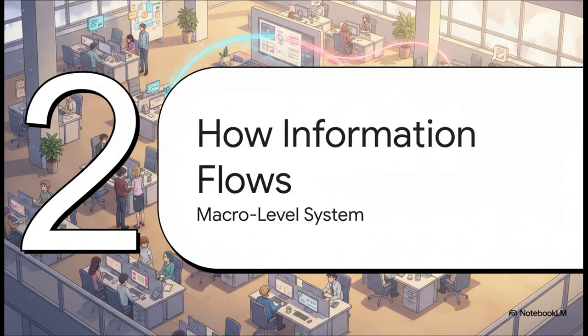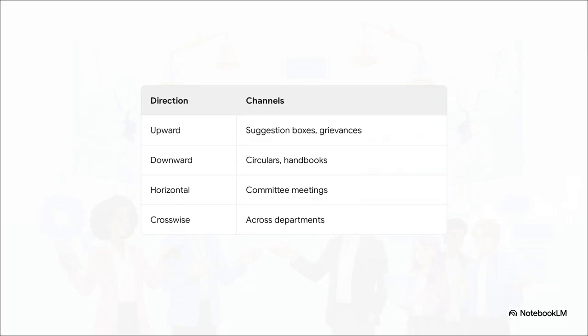Okay, moving on to Section 2. How information flows, our macro-level nervous system. Let's pan out to look at the entire office floor and see how these messages physically travel. Information basically flows in 4 main directions. Downward flow is your classic chain of command, boss down to employee. Upward flow relies on things like suggestion boxes or grievance procedures, moving up the ladder to give management feedback.